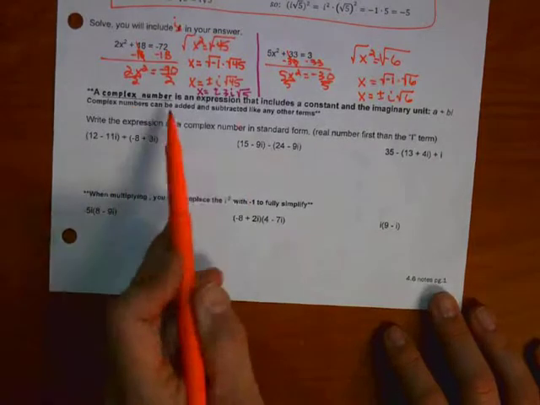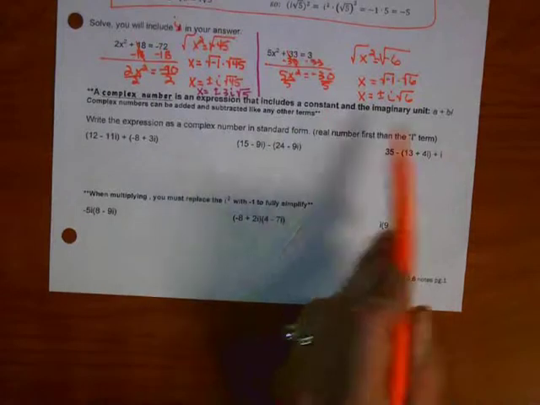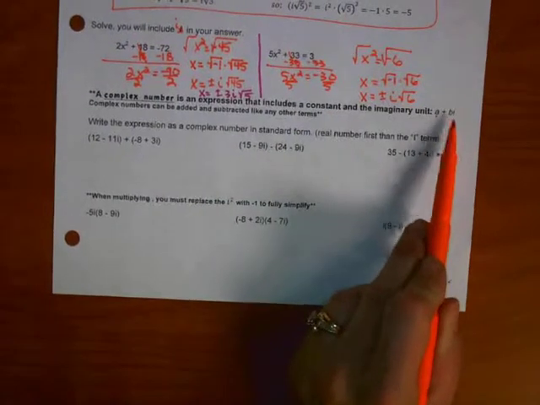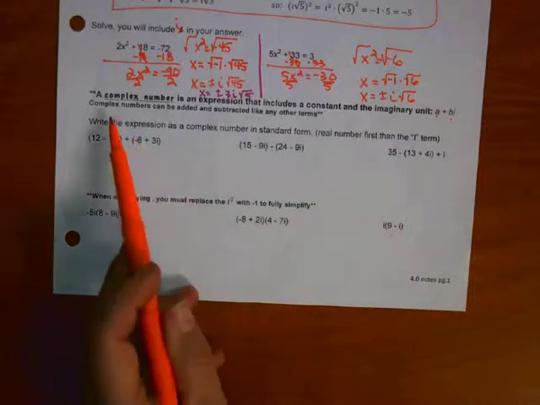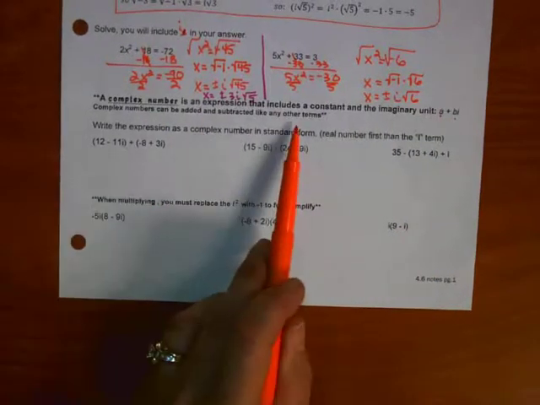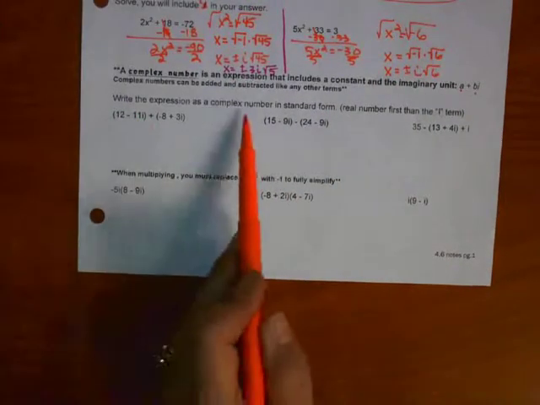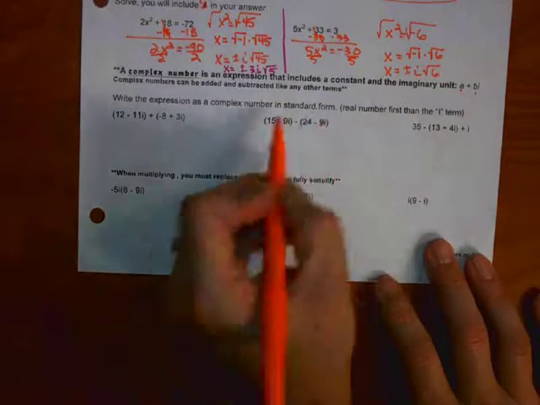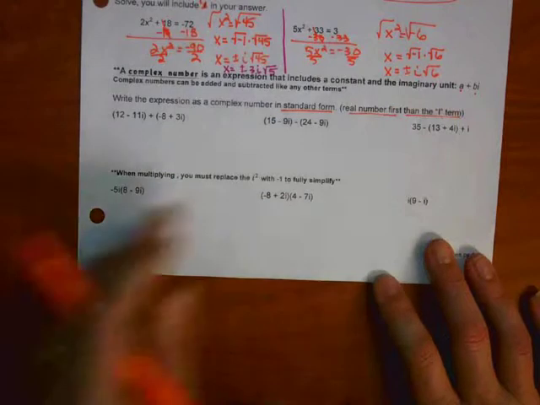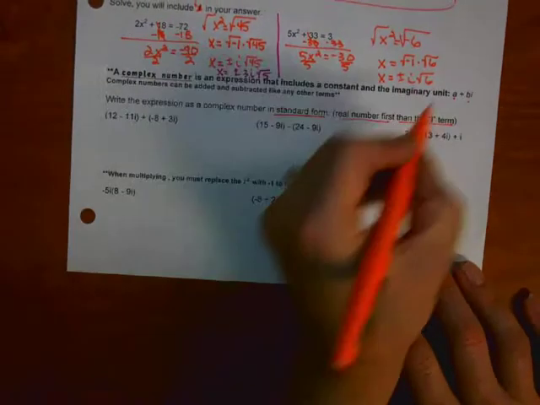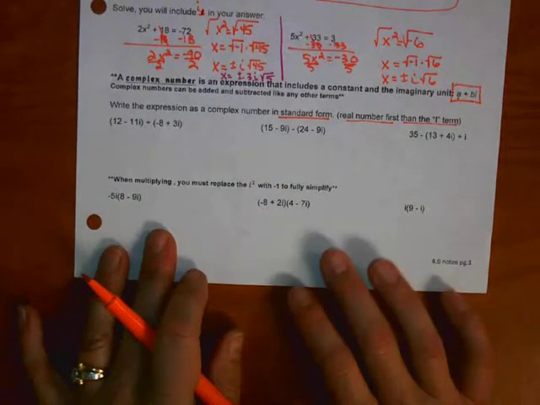Now, a complex number is an expression that includes a constant and an i. So we have a constant term and an i term. That's called a complex number. Complex numbers can be added and subtracted like any other terms. So, write the expression as a complex number in standard form. This is important. Standard form means that the real number is first, then the i term.